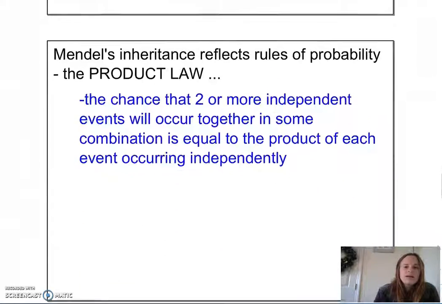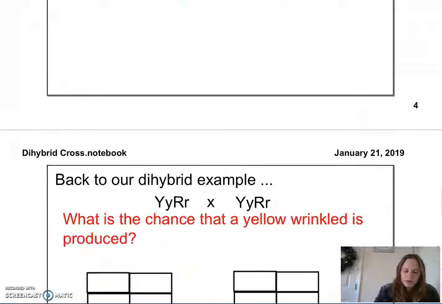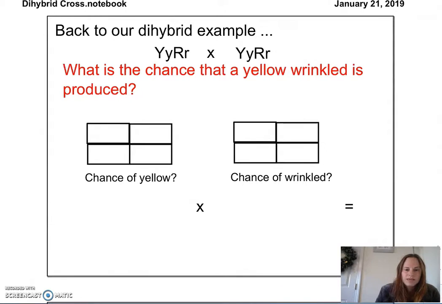The second law, which Mendel didn't necessarily discover but which his inheritance reflects, is the product law. It says that the chance that two or more independent events will occur together in some combination is equal to the product of each event occurring independently. So if I were to break down that dihybrid example into two separate monohybrid examples, I would end up with the same results that I got doing the dihybrid cross.